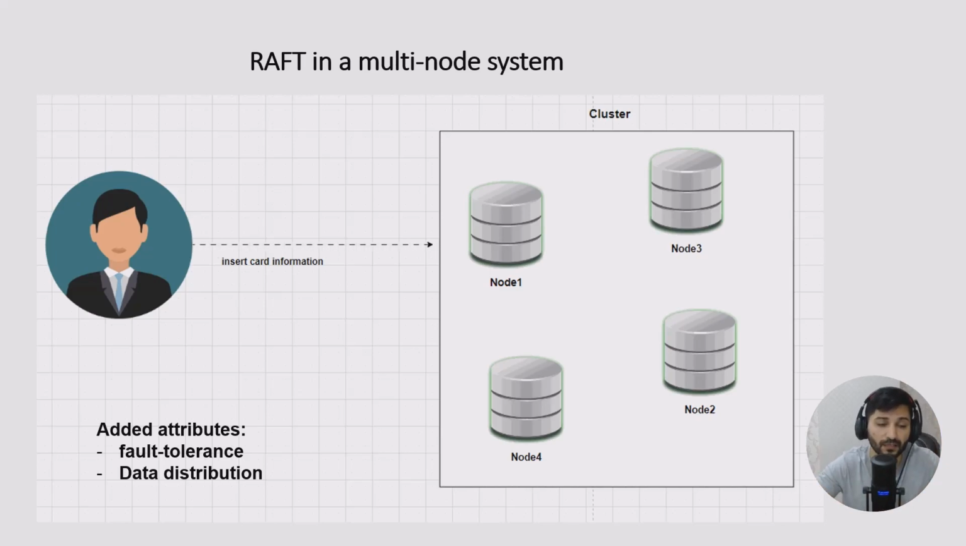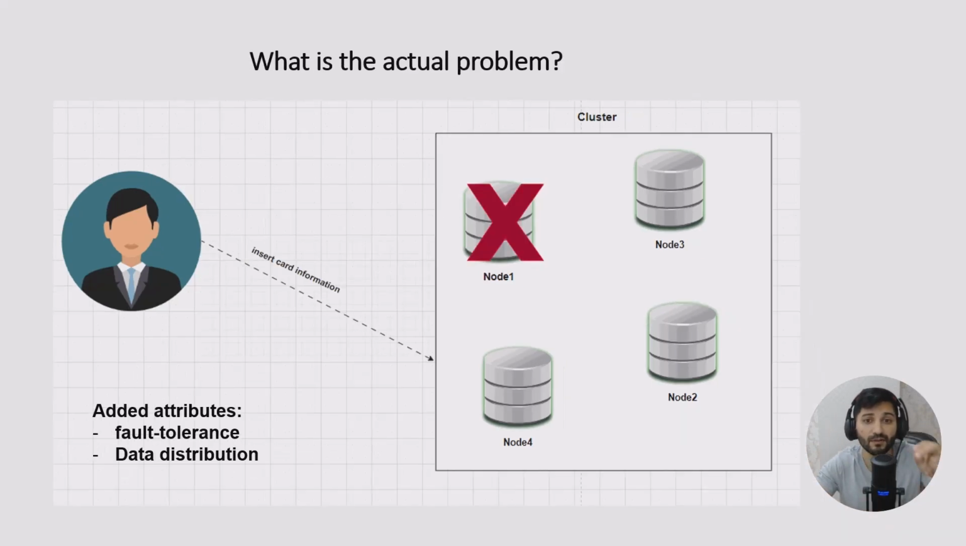We'll talk about leader and follower, but for now, just understand that in our distributed system, we have added additional attributes like fault tolerance and data distribution. Data distribution means we have the same information in all servers. Fault tolerance means if one of the servers fails, the system will continue working without issue. If you have 4 nodes, 4 servers in this case, and one of them fails, the other 3 servers will continue working without any issue. This is actually called fault tolerance.